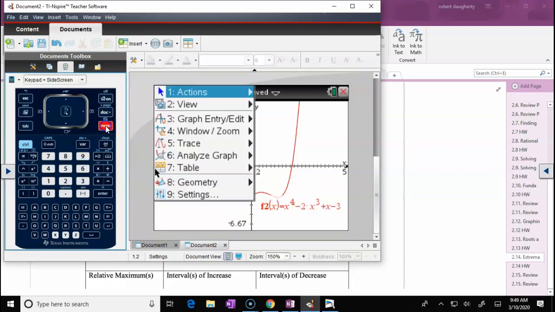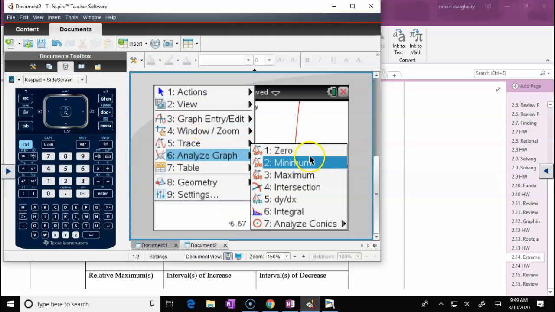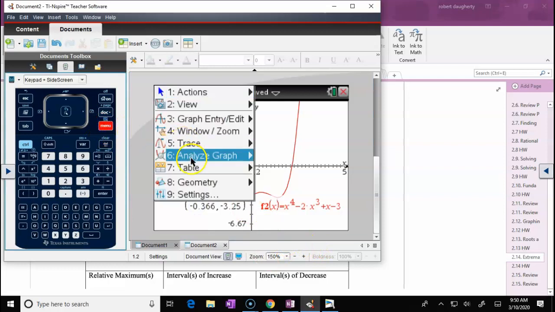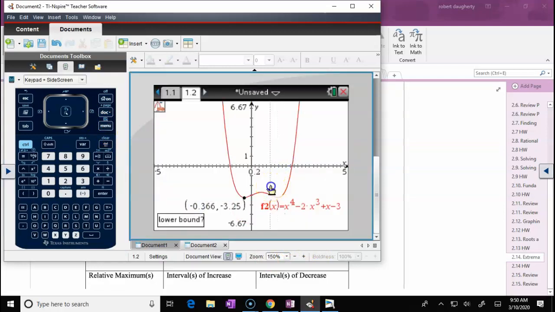So what you would do here is say, analyze graph. What do you think I would do to find the minimum? I would pick minimum, and you just click on either side of that, and it tells you there's a minimum point right there. And then I would click again and say, let's find the other minimum, which is there and there. Okay, so this one has how many absolute minimums? Yeah, these are the same, negative 3.25, negative 3. So it has two absolute minimums.